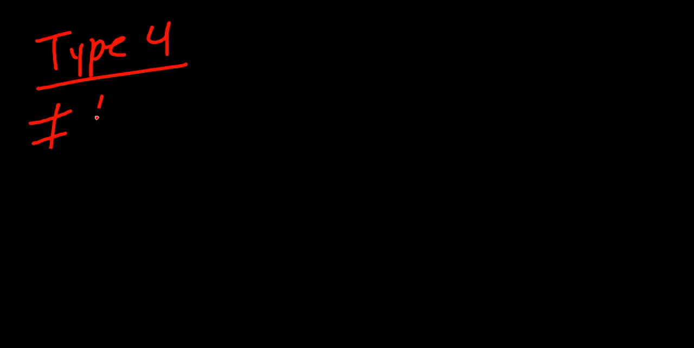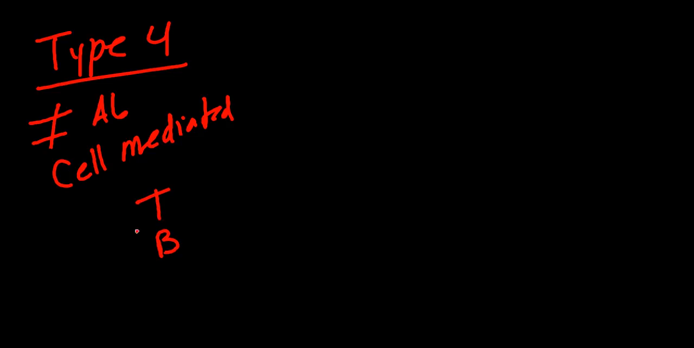Then finally, let's get to the last one, type 4 hypersensitivity. So what makes type 4 special? Well, type 4 is going to be cell mediated. There are no antibodies, so it's going to be cell mediated. So what does that even mean? Well, we've got two types of cells. You've got T cells and you've got B cells that we're going to be concerned about. We've been dealing with B cells a lot, and that's because they secrete antibodies.